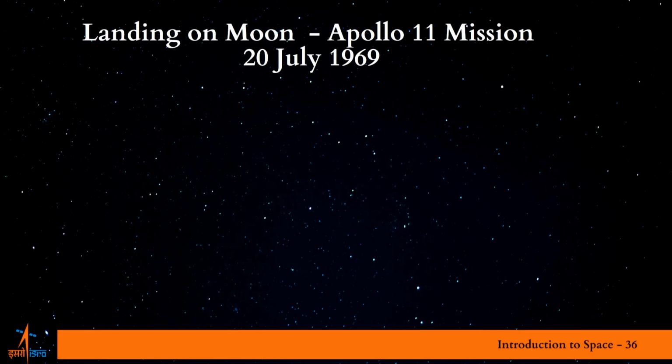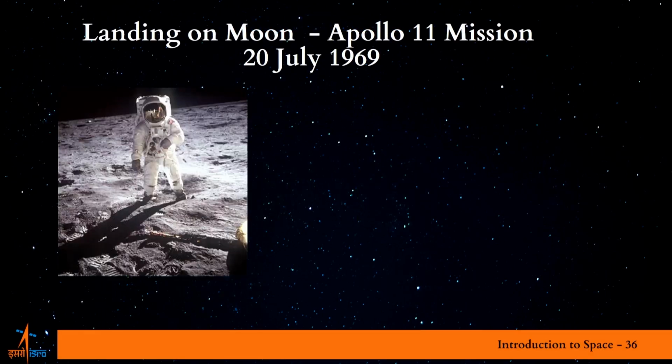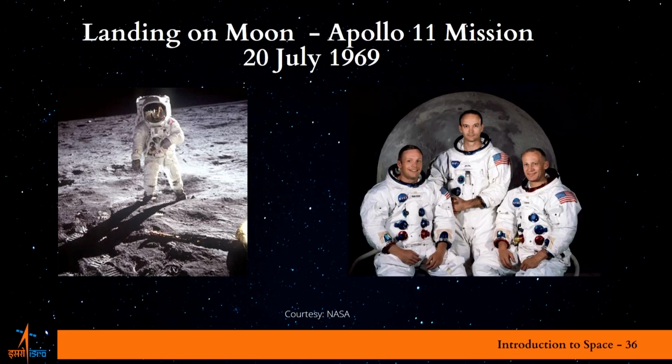The USA was determined to win the space race and announced that they would send astronauts to land on the moon within a decade, and they achieved it by sending Neil Armstrong, Buzz Aldrin, and Michael Collins to the moon through the Apollo 11 mission. And hence, Neil Armstrong and Buzz Aldrin landed on the moon on July 20th, 1969, while Michael Collins orbited the moon in their station.